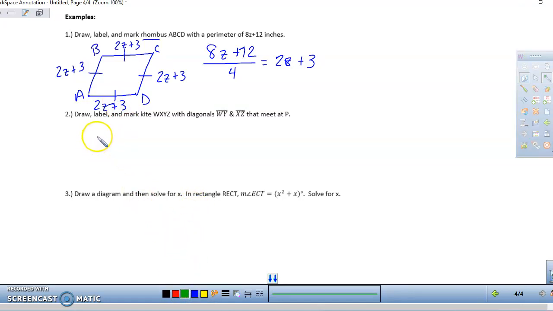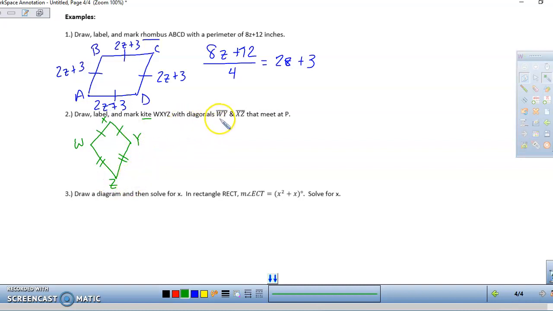Number 2, try this one on your own. Pause and try it. Okay, good. Welcome back. So we're doing a kite this time. Let's draw the kite and then mark the kite. We know those are congruent, and these would have to be congruent but different than the original pair. Then we're going to do W, X, Y, and Z. There's nothing in the rest of this information that says I have to put the W in any particular place, so I'll just put it here. So W, X, Y, and Z.